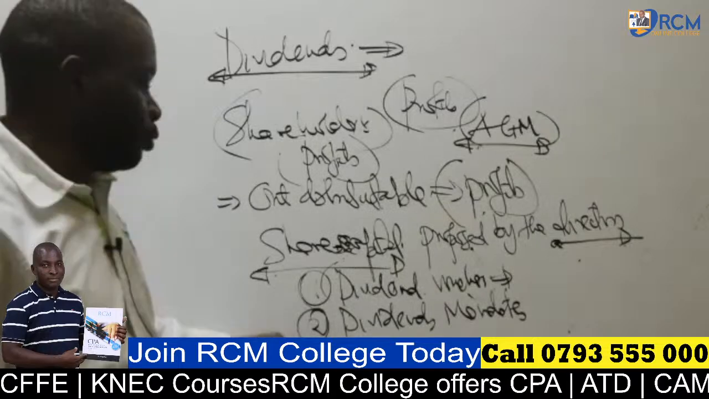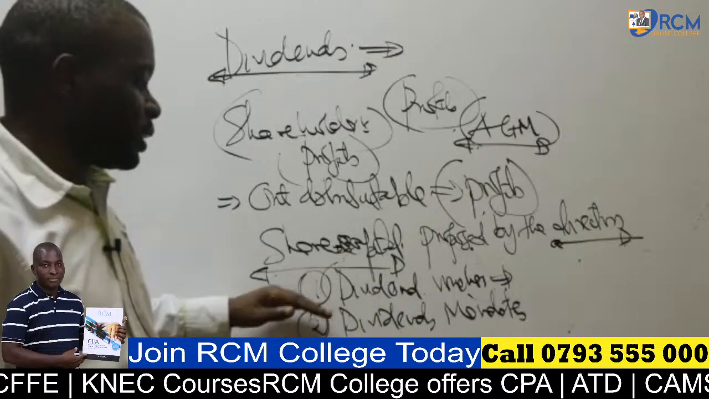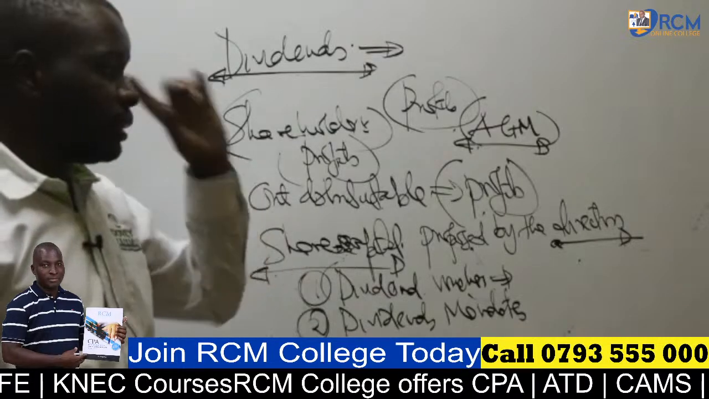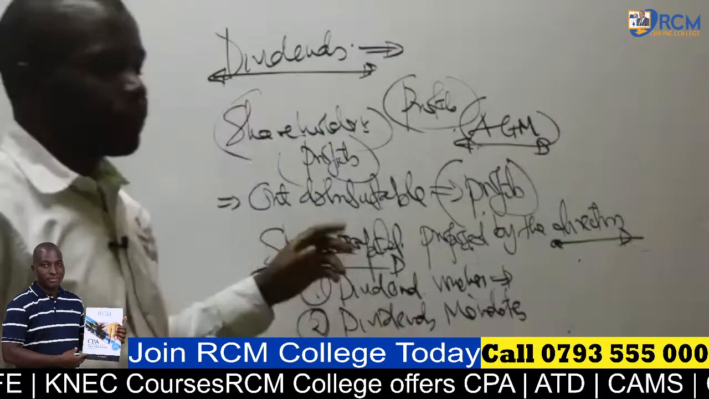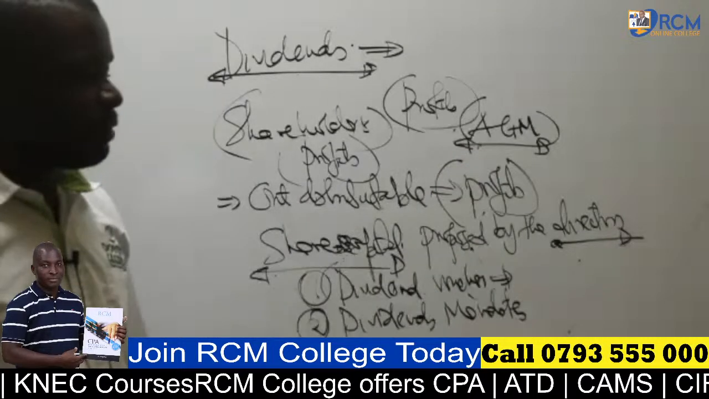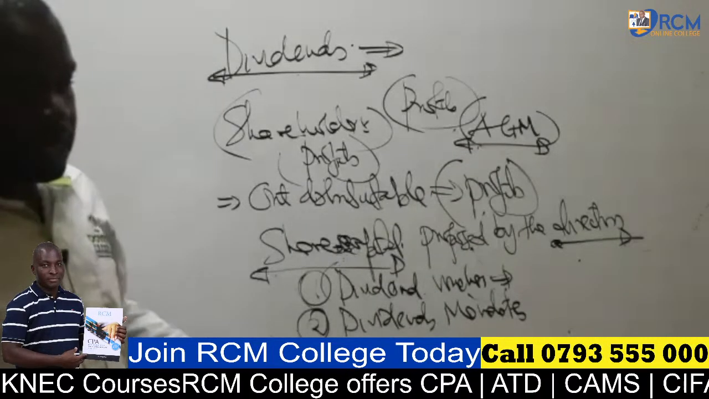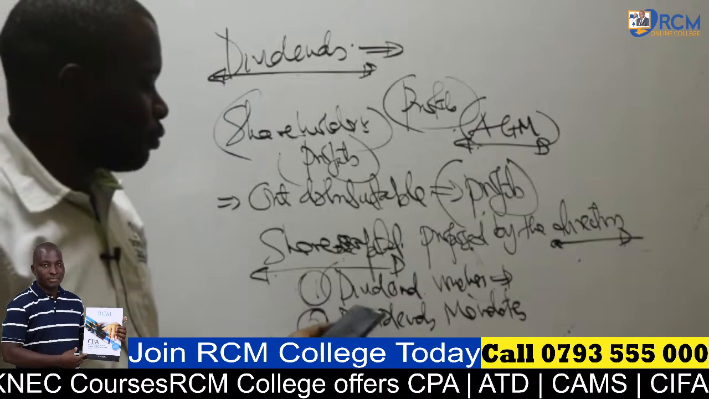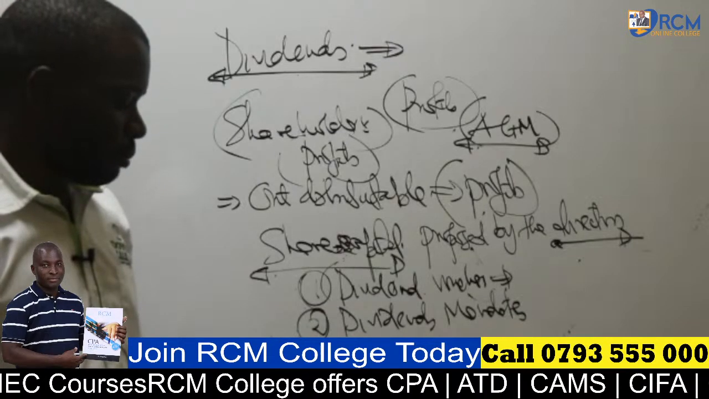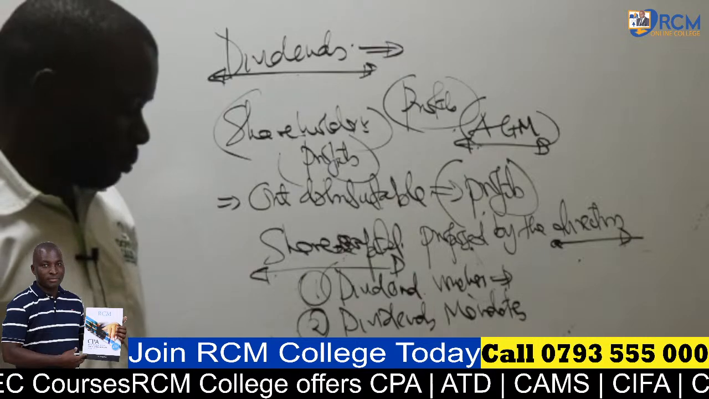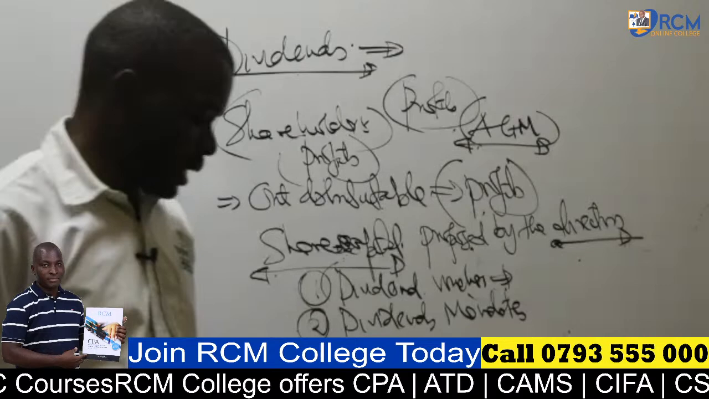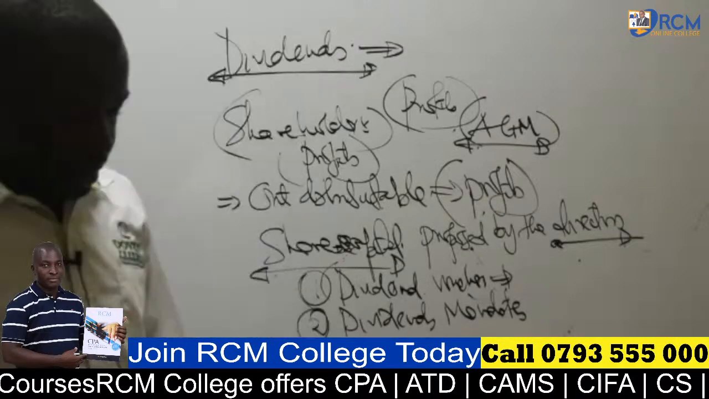So these are the two key documents that will be used at that particular point of having to pay the dividends. So you're saying dividends will be proposed by the directors. It will be approved at the annual general meeting of the company by the members. So once they have approved, then the company will go ahead and send out dividend vouchers and dividend mandates to the members of the company. So that is basically what we mean by dividends having to be paid by the company.